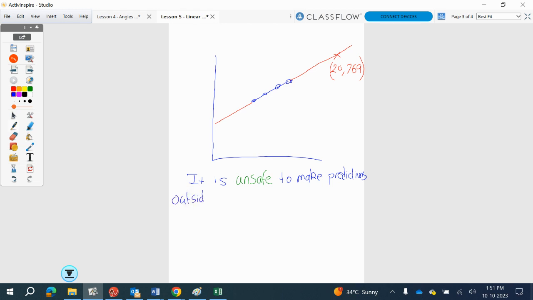It is unsafe to make predictions outside the domain of the model. This is extrapolation.